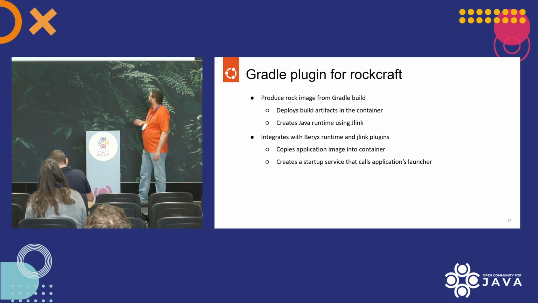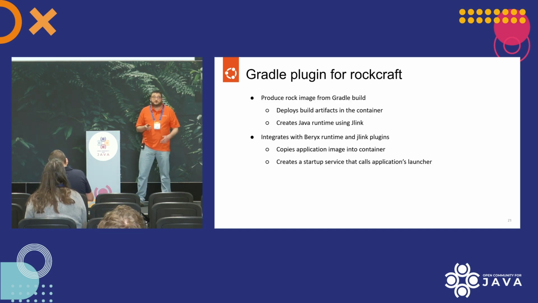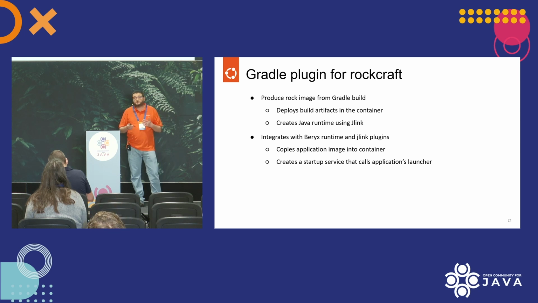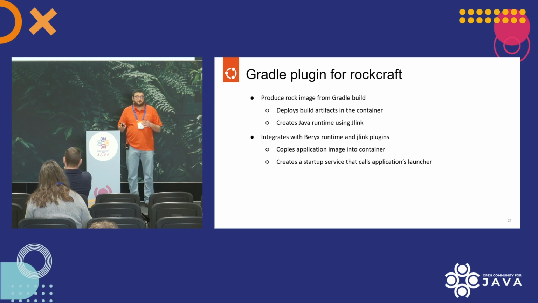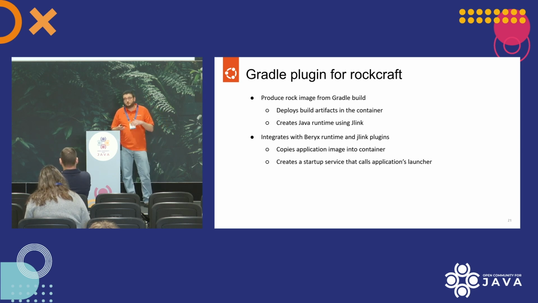Right, so the thing that may be more interesting is the Gradle plugin for rockcraft. It uses the same idea as the Jib plugin, so you basically apply the plugin to your Gradle project and it will deploy it into an Ubuntu-based rockcraft container. So what it does behind the scenes, it tries to detect your build artifact as a jar or boot jar, the output of the jar or boot jar task. And if it has the JLink plugin, then it will try to grab your application image and deploy it into the target container.